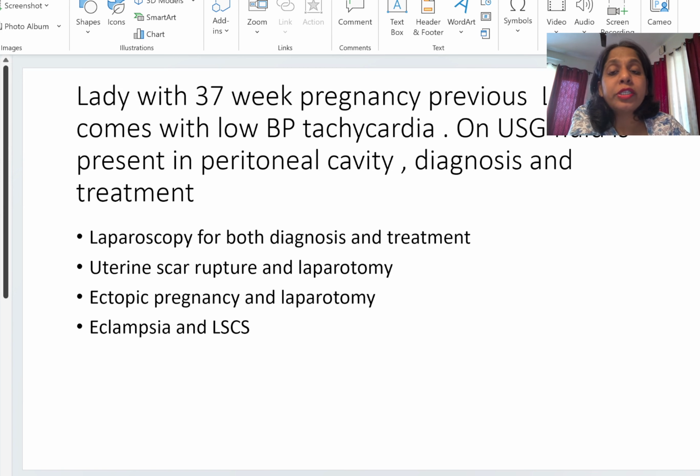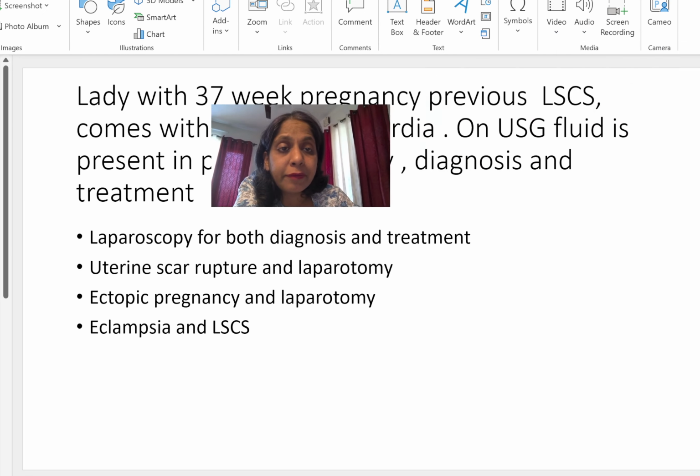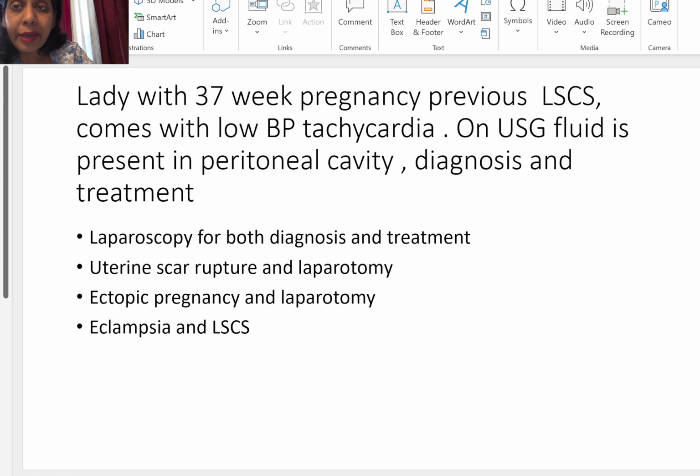The next question is, a lady with 37 weeks pregnancy, previous cesarean, comes with low BP and tachycardia. Okay, now the lady is at 37 weeks and has had a previous cesarean. She comes with low BP and tachycardia. The first indication they are giving is hypotensive shock. On ultrasound, fluid is present in the peritoneal cavity.